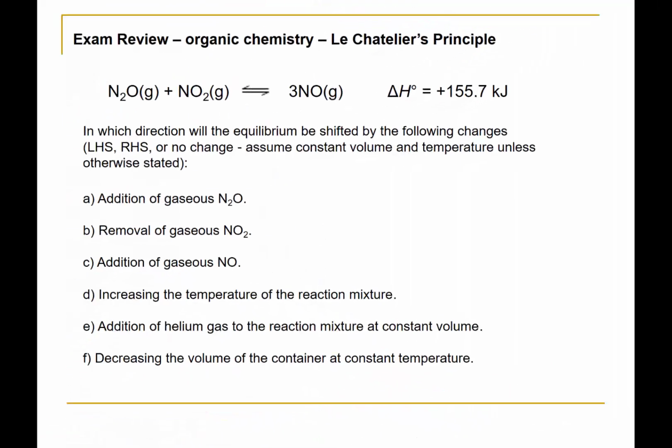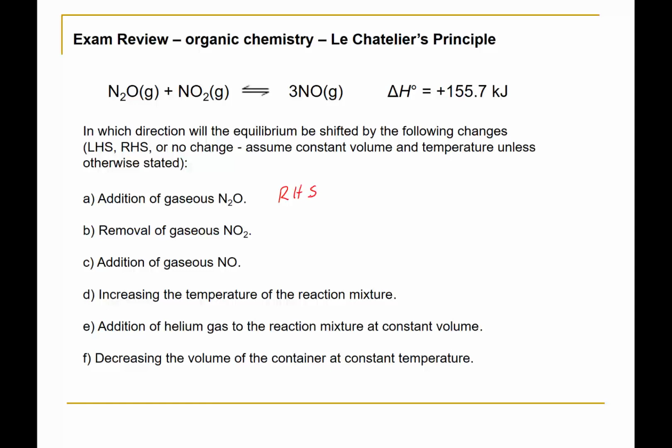In the first case, the addition of gaseous dinitrogen monoxide. So this is one of the reactants. Effectively, we've increased the concentration of one of the reactants, so temporarily the forward rate will be faster than the reverse rate. Le Chatelier's principle tells us, though, that with an increase in concentration of reactant, the system will respond so as to minimize that effect and thereby decrease the concentration of the reactant. So either way, we know that the reaction will shift to the right. So I'll write right-hand side to suggest the shifting to the right.